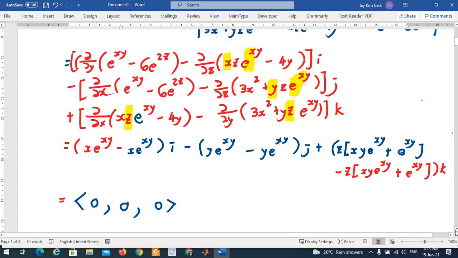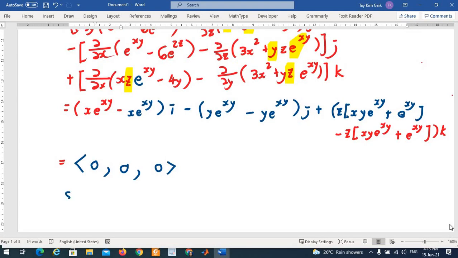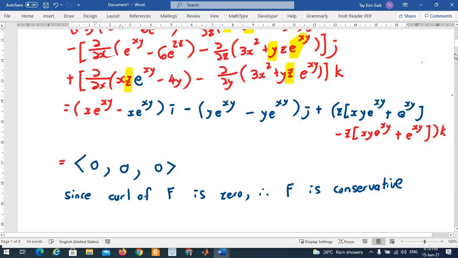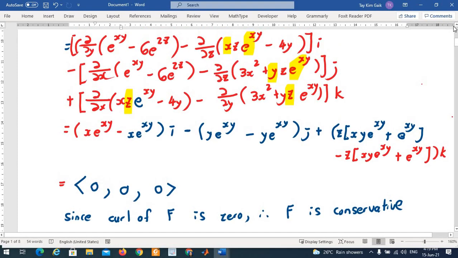Then you have to write down, since the curl of F is 0, therefore F is conservative. But make sure you show this step, otherwise you will lose marks for the method here. Any questions for finding the curl of F?